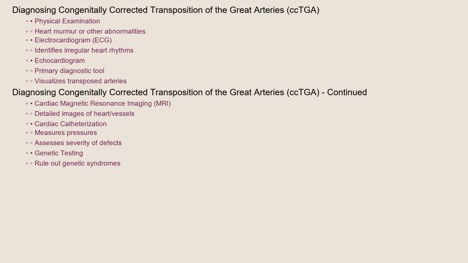Diagnosing CTGA typically involves a combination of methods. A physical examination may reveal a heart murmur or other abnormalities. An electrocardiogram or ECG measures the electrical activity of the heart and can identify irregular heart rhythms. An echocardiogram, or ultrasound of the heart, is the primary diagnostic tool. It provides detailed images of the heart's structure and function, allowing doctors to visualize the transposed arteries and any associated defects. Cardiac magnetic resonance imaging, or MRI, provides even more detailed images of the heart and blood vessels. Cardiac catheterization may be performed to measure pressures in the heart and blood vessels, and to assess the severity of any associated defects. Genetic testing may also be considered to rule out any underlying genetic syndromes.